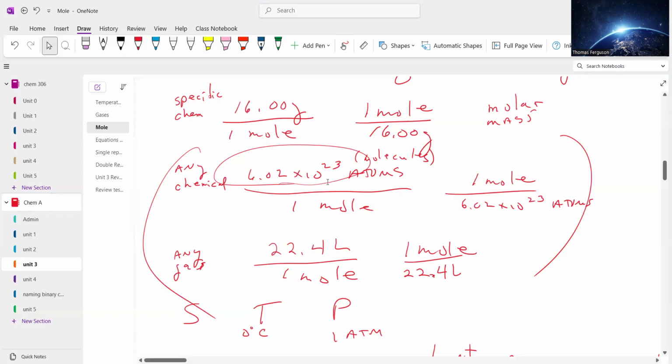Now you're going to be using something called the ideal gas law to figure it out if it's 2 atmospheres and 12 degrees. It's a simple formula. But most of the time in here we're working with standard temperature and pressure conditions, 22.4. We have 3 conversion factors. For gases, 22.4 liters per mole. 6.02 times 10 to the 23rd atoms or molecules per mole, and then grams per mole depending on the chemical.